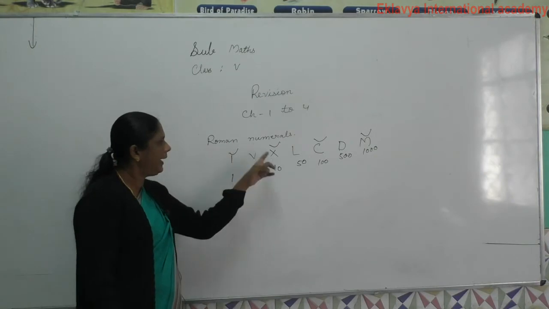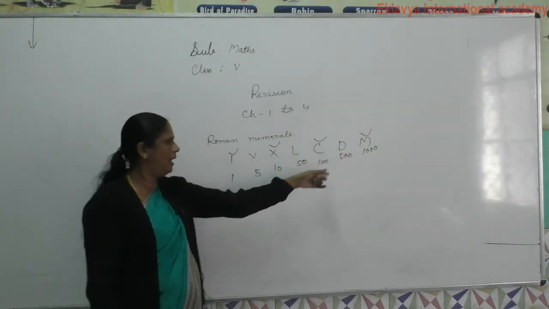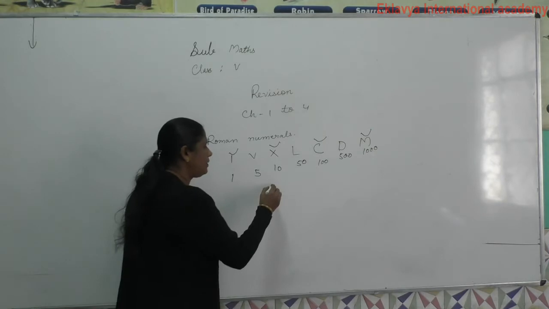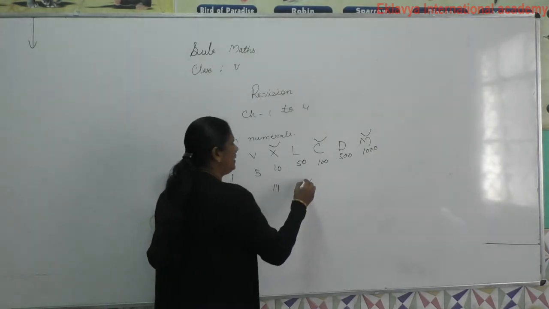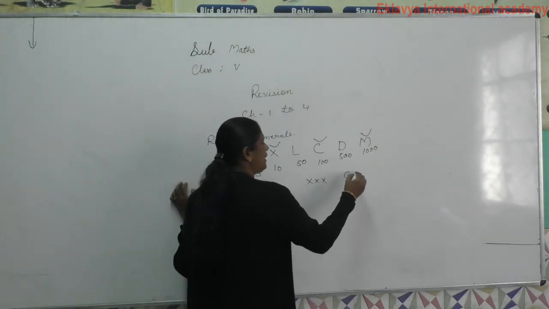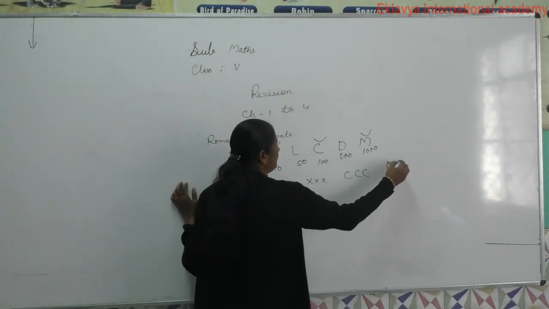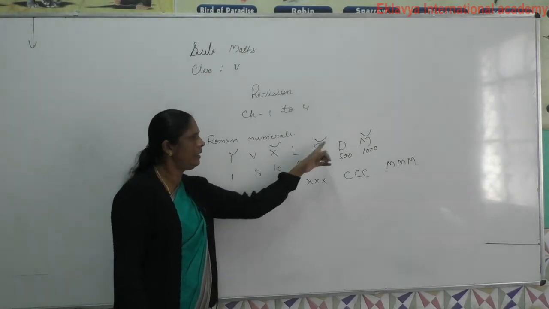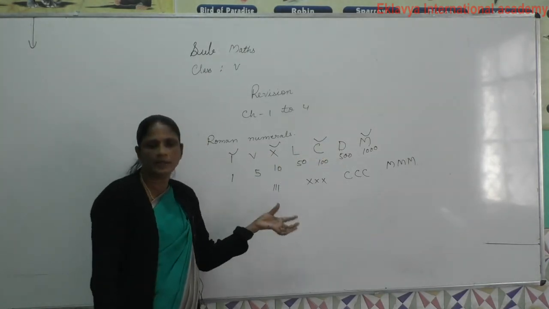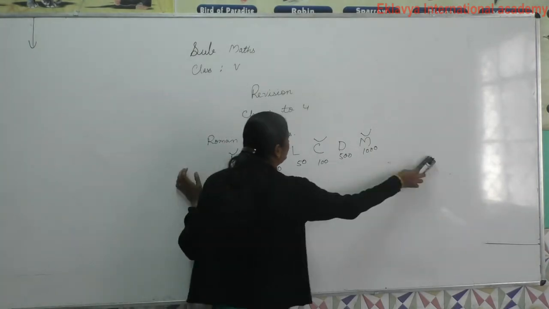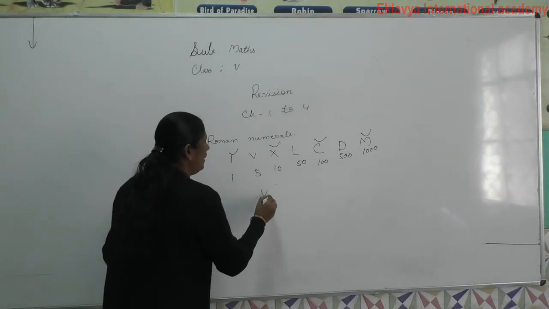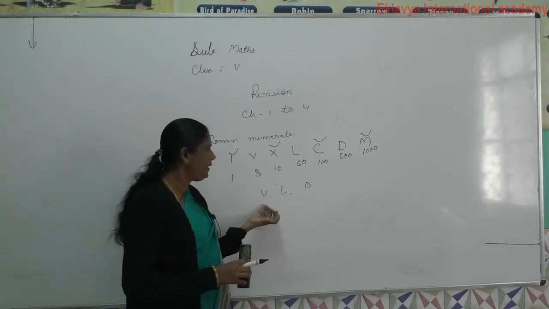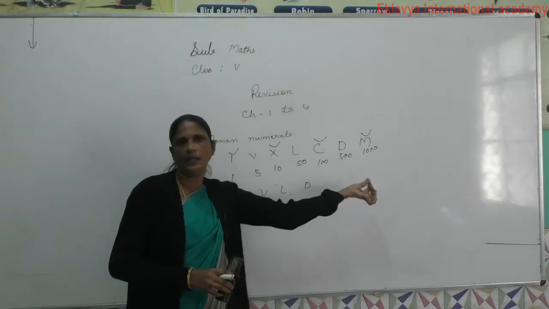Here, I, X, C, M can be repeated 3 times. How many times repeated? 3 times. Therefore, we write 3, then 30, then 300, then 3000. Understand? I, X, C, M are repeated 3 times. V, L and D are never repeated.